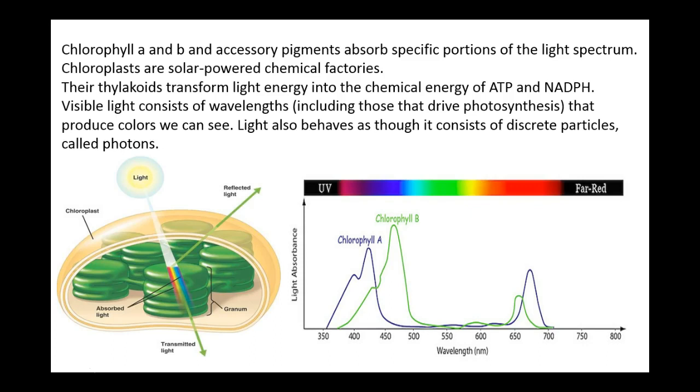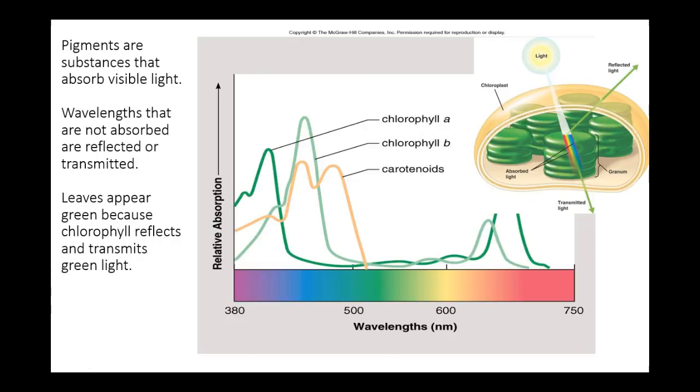and B absorbing the photo energy in another part of the spectrum, but not really that far off of it. And so pigments are substances that can absorb visible light. I've been saying this, but there it is in print as a term. The wavelengths that can't be absorbed are reflected or transmitted.